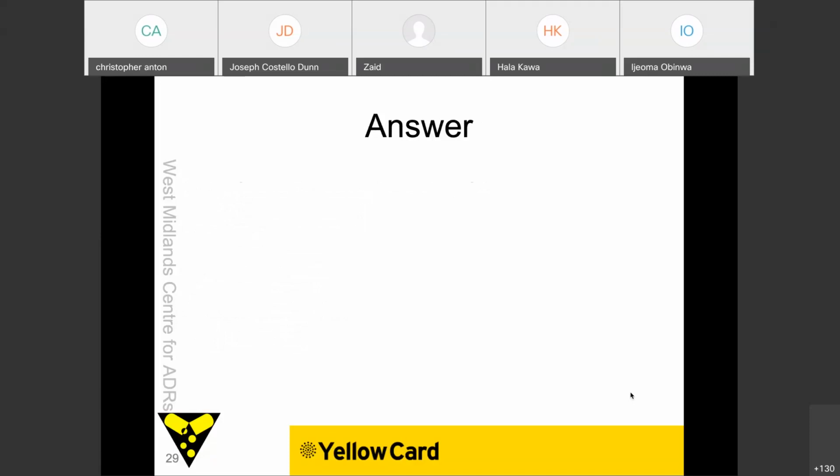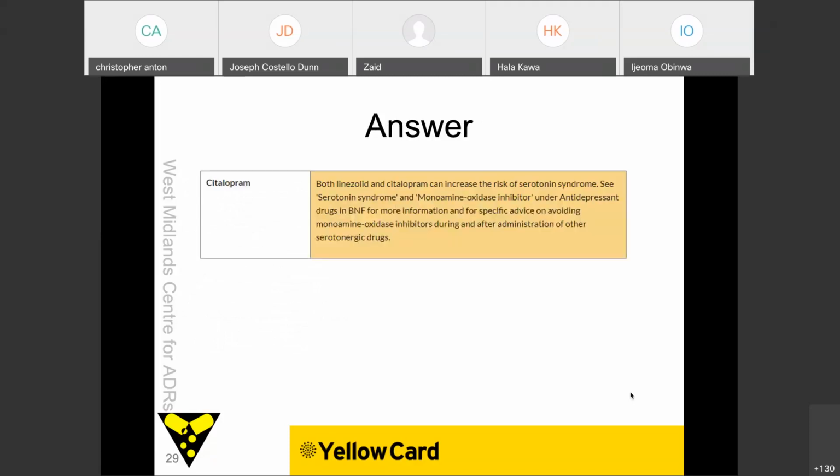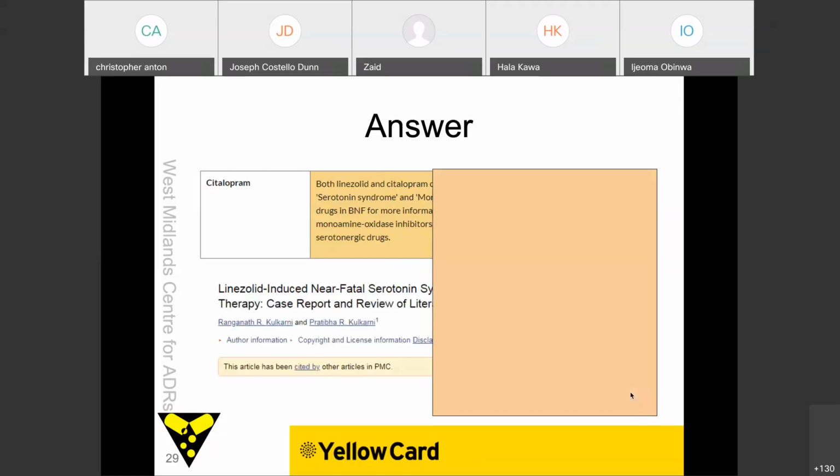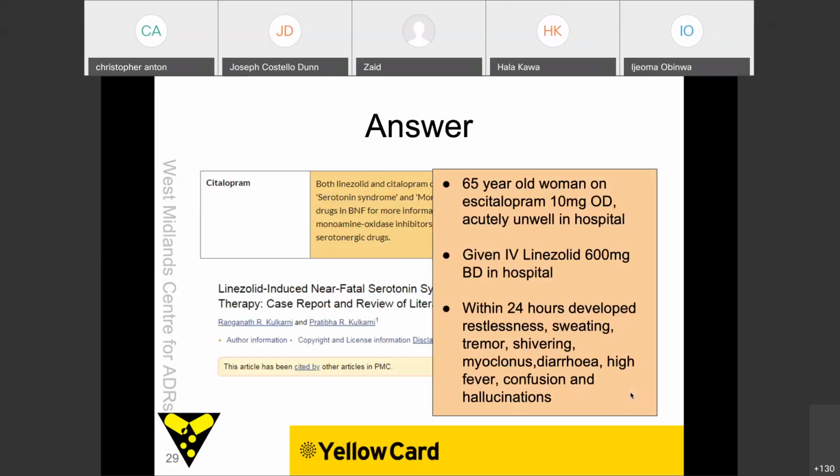Okay, so the answer is linezolid. For example, citalopram being the antidepressant interacts with linezolid, and it can cause serotonin syndrome. Here's a case study from City Hospital where a 65-year-old woman was taking citalopram once daily and was acutely unwell in hospital. She was given IV linezolid, 600 milligrams twice a day. Within 24 hours, she developed restlessness, sweating, tremor, shivering, myoclonus, diarrhea, high fever. And these symptoms are characteristic of serotonin syndrome.